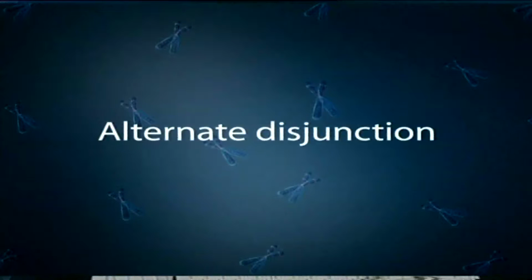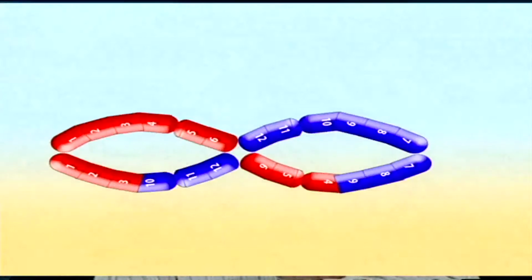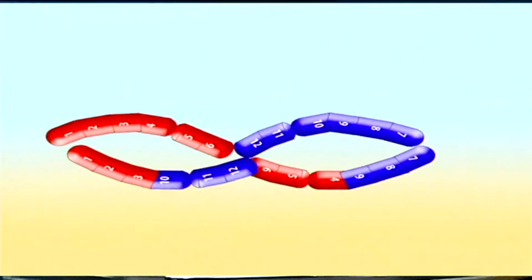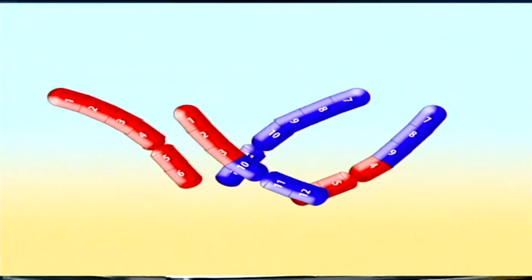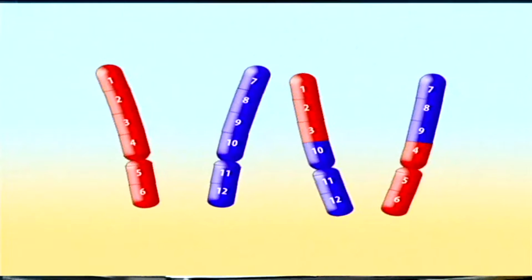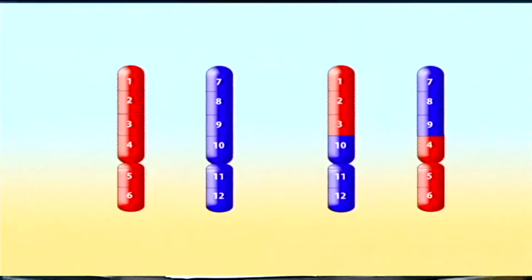First one, alternate disjunction. In this case, alternate chromosomes are oriented towards the same pole, or in other words, the adjacent chromosomes of the translocation ring are oriented towards different poles. Therefore, at the time of anaphase, the normal chromosomes will go to one pole, whereas the translocated chromosomes will go to the other pole.